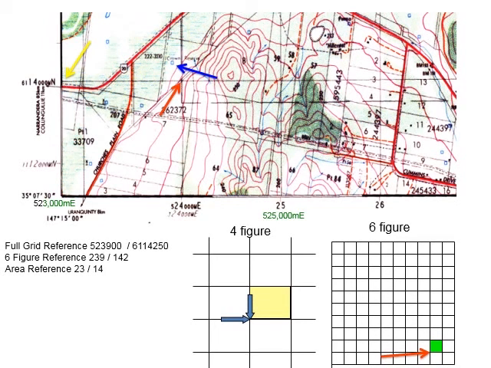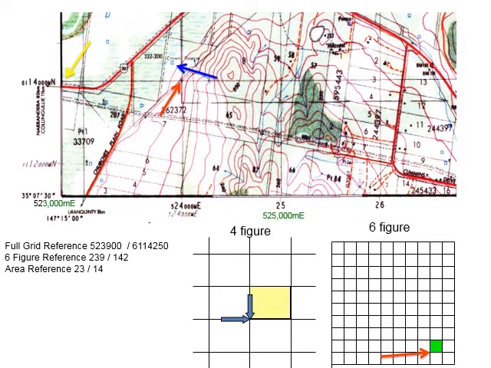The 4-figure reference simply indicates which 1 kilometre grid square the feature we are interested in is located, indicated by the yellow arrow. So again, we know we can use 2.3. The large number is derived from the 523,000 easterly reading, and 1.4 derived from the 6,114,000 northerly reading. So for this example, our references would read something like this.